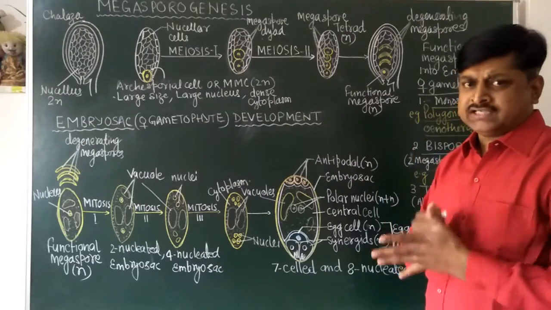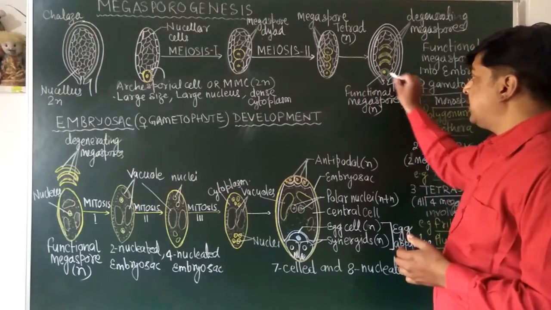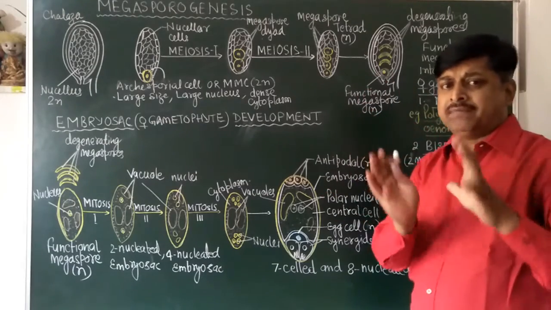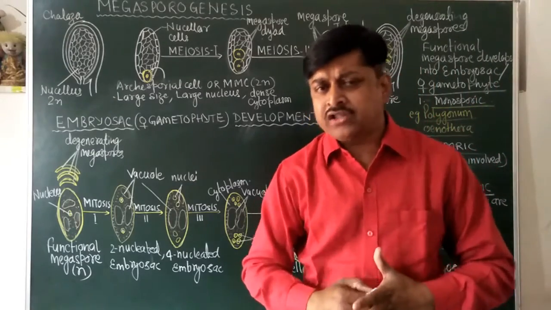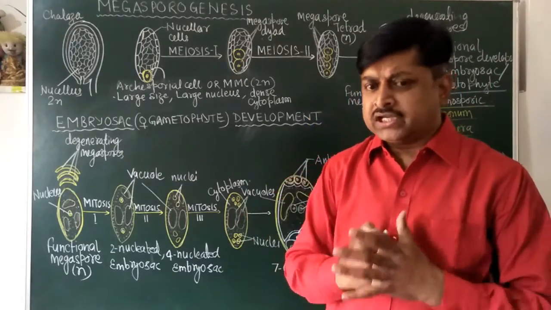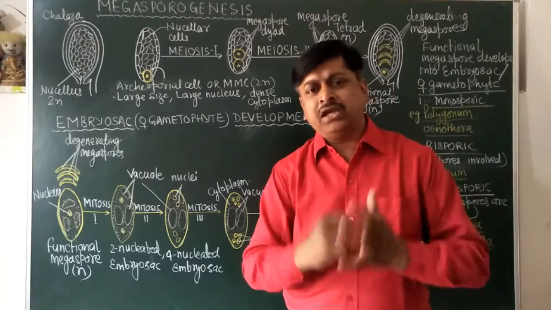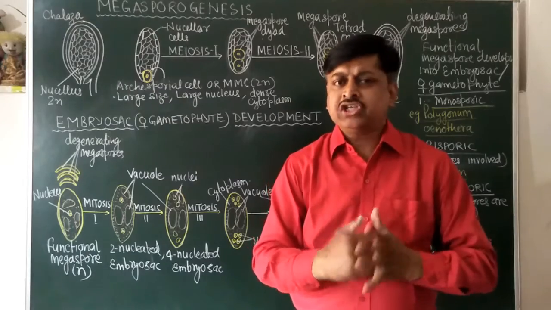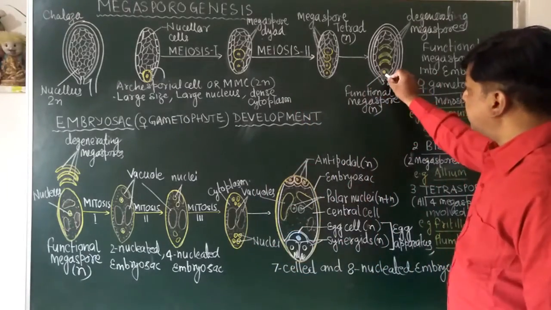It is always haploid in nature. ये आपको अच्छे से जानना है. Clear? अब now this functional megaspore it undergoes the developmental process and it give rise to the embryosac or the female gametophyte. Clear, student? Now come to the next part, that is the development of the female gametophyte or the embryosac. Clear, student? Now here you can say this functional megaspore.